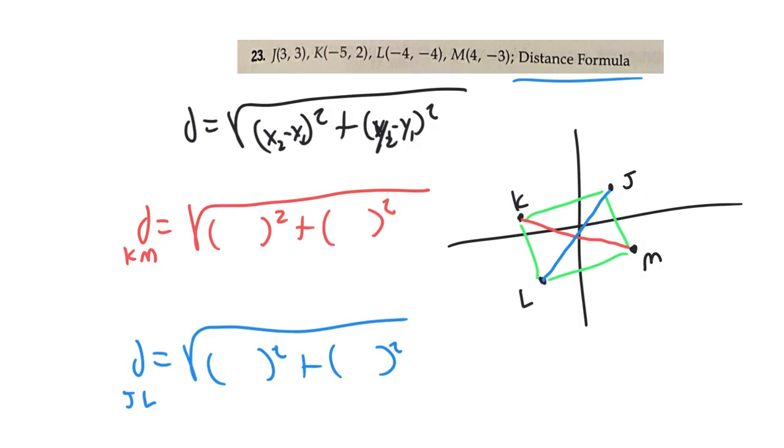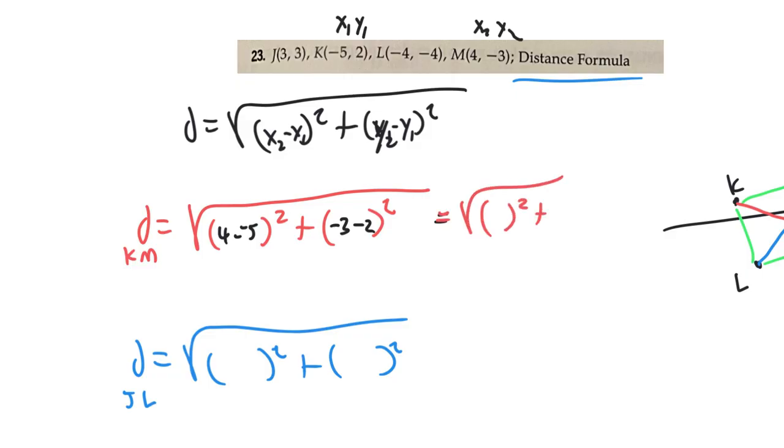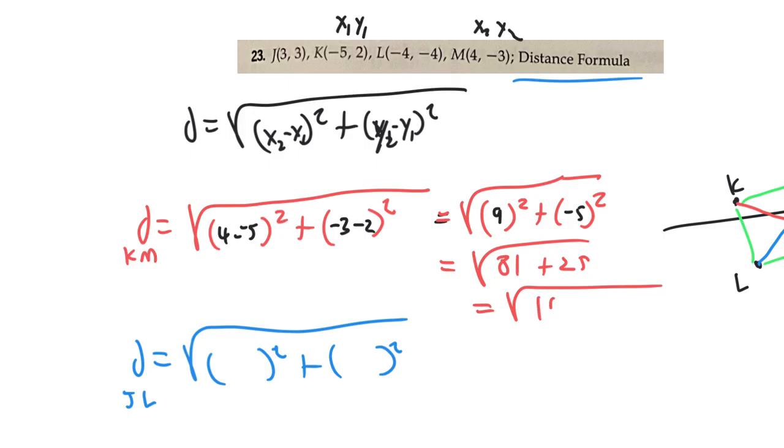Now, for the distance of KM, it would be helpful to call this x1, y1, and this could be called x2, y2, okay? And therefore, it would be 4 minus negative 5, negative 3 minus 2, right? And then once again, I would go off to the side. This would therefore become something squared plus something squared, namely 4 plus 5, which is 9, negative 3 minus 2, which is negative 5. And I think we can see that would be 81 plus 25. And that would end up being 106 in there. Okay.